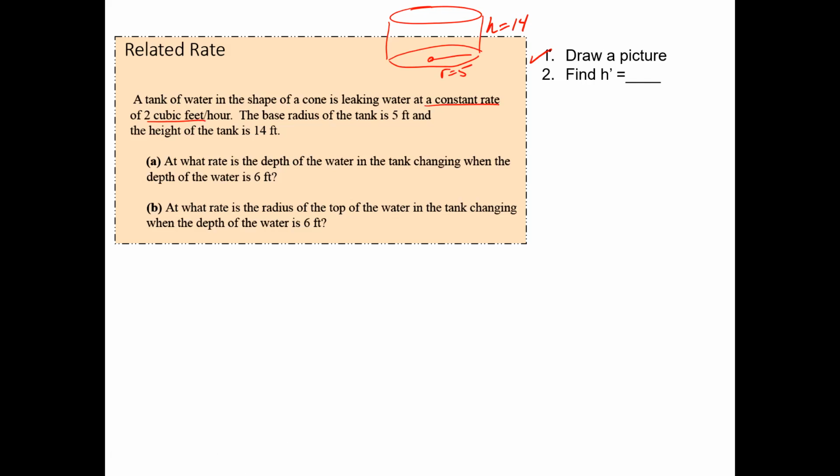First step is you want to go ahead and find H prime. If you look at this right here, you know H over R, or the height over radius, is 14 over 5. Now, if you want to find H prime, you will have to solve for H. So let's cross multiply this. I have 5H is equal to 14R, and then H is going to be 14R over 5.